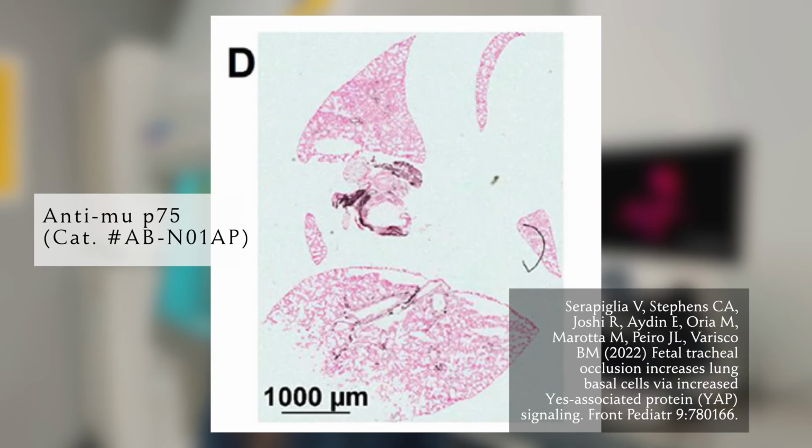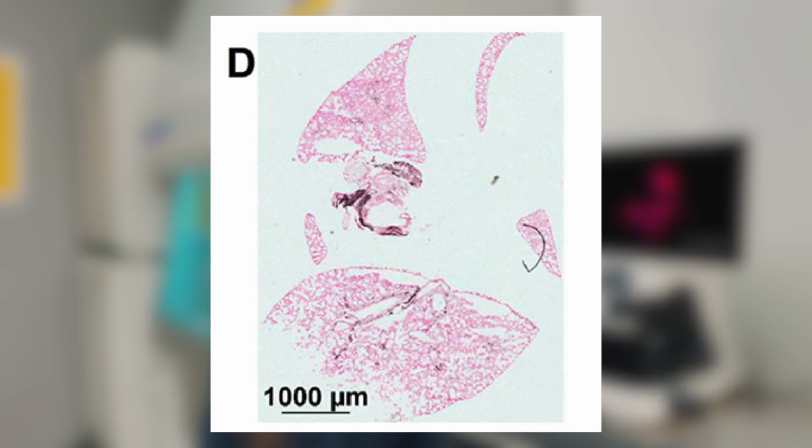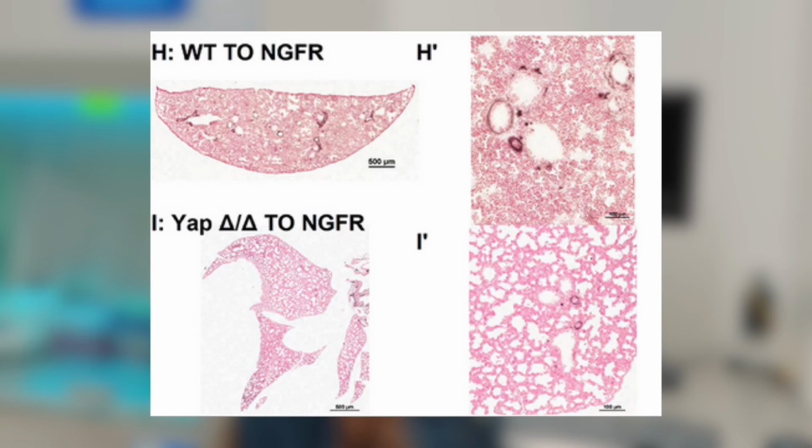The goal of the next study was the impact of fetal tracheal occlusion on the lung epithelium. In a fetal mouse model, anti-mu-p75 demonstrated basal cell extension to subpleural airways. Mouse lung sections were stained at a dilution of 1 to 1000. Immunohistochemistry of lung epithelium was assessed for NGFR. They showed restriction of basal cells in the mouse model labeled as I as compared to control labeled H.